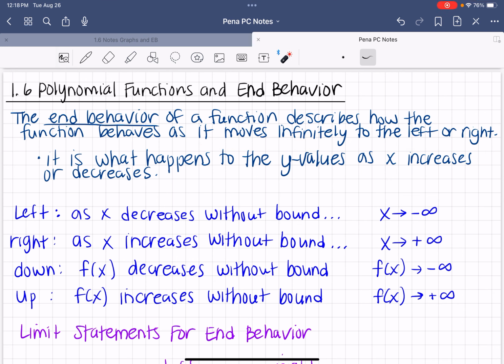In other words, what we're looking for is what happens to the y values as x either increases or decreases. If I'm looking at the left side, the x's get more and more negative. That's the decreasing, so left. And for increasing, it's right.